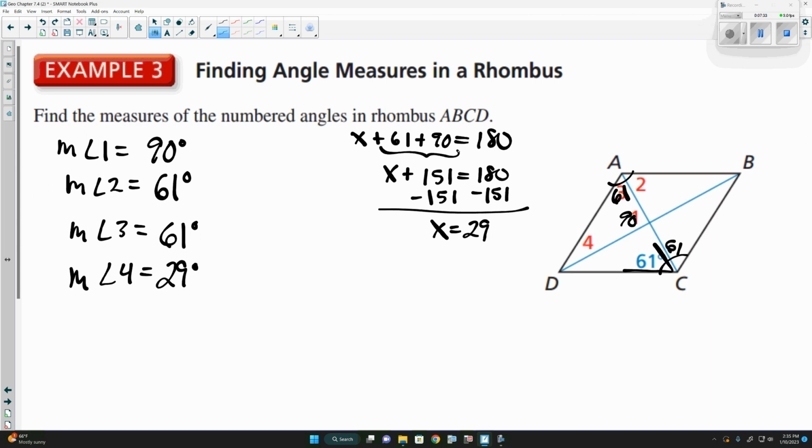Any questions on how we found the measures of angle 1, 2, 3, or 4? Still good with these here?